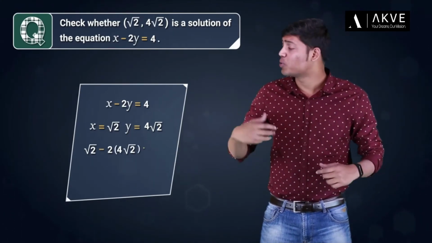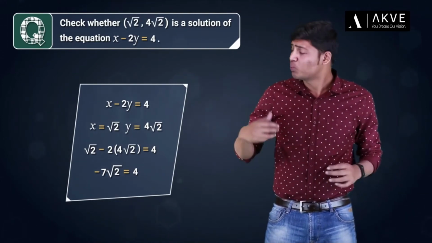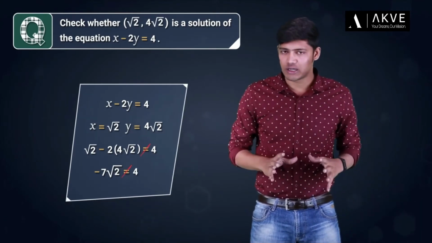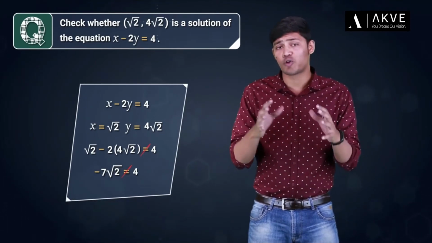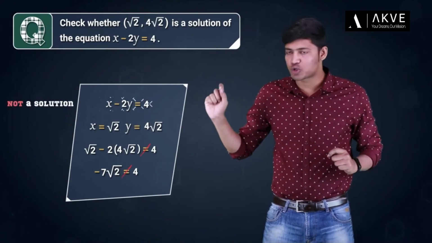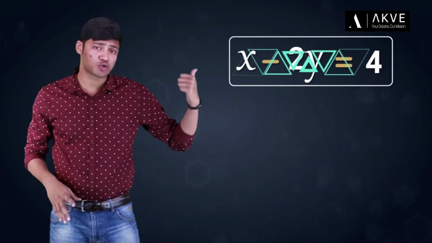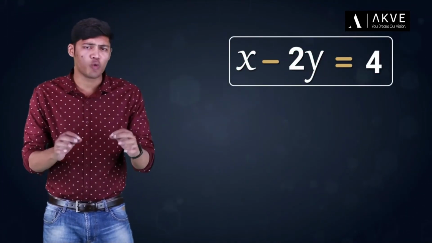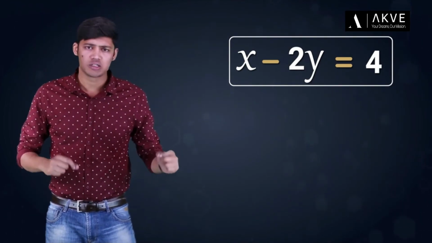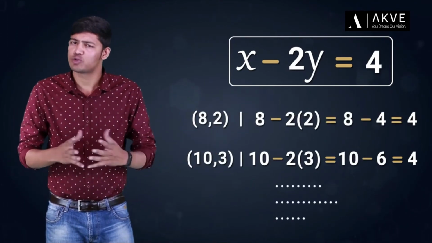So if we substitute both the values of x and y in the linear equation, we can clearly see that both the sides of the equality are not equal. So we can conclude that the ordered pair (square root of 2, 4 root 2) is not a solution to the linear equation x minus 2y equal to 4. Now, this equation x minus 2y equal to 4 will still have many solutions. In fact, an infinite number of solutions. Some of the solutions are (8, 2), (10, 3) and so on.